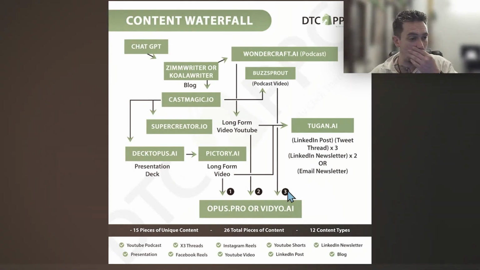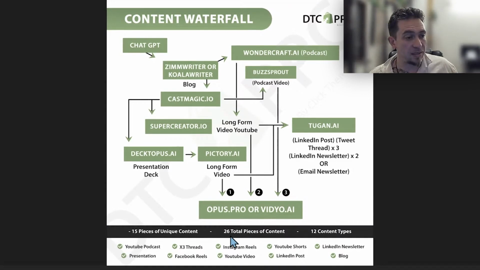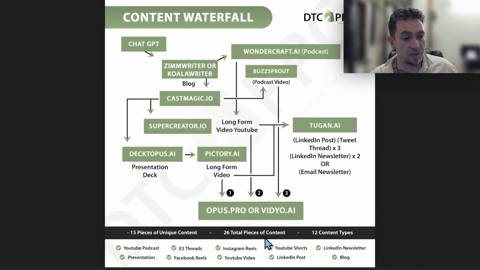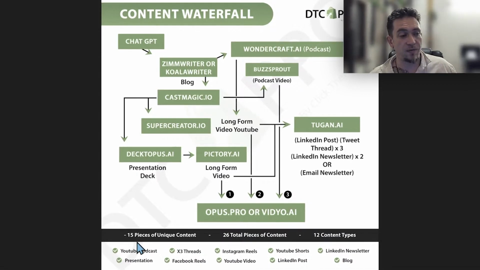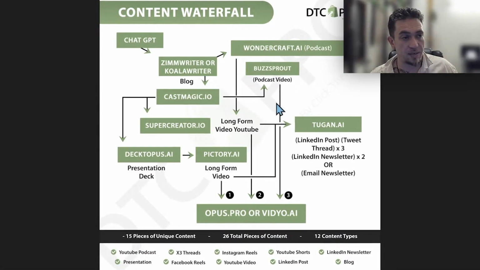This whole process takes less than 2 hours, and you can crank out ridiculous amounts of content. Now, we've got at least 26 pieces of content that we just created and 12 content types, and 15 of those are unique pieces of content.